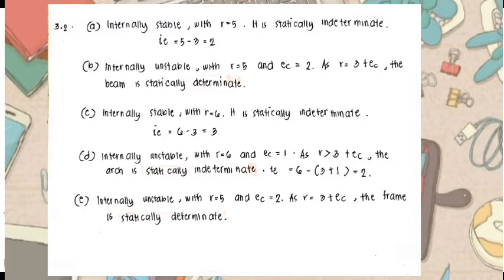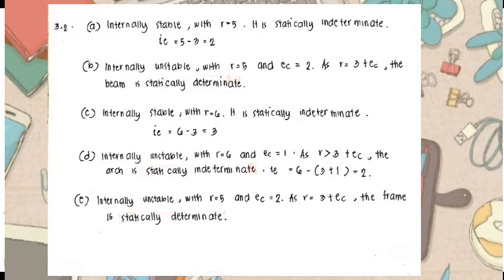Letter C, internally stable with reaction equal to 6, so it is statically indeterminate. Letter D, internally unstable with reaction equal to 6, and the equation of condition equal to 1. So the arc shows statically indeterminate.